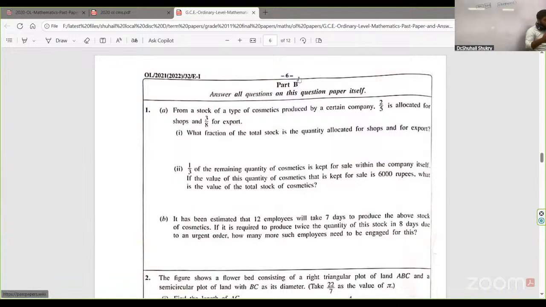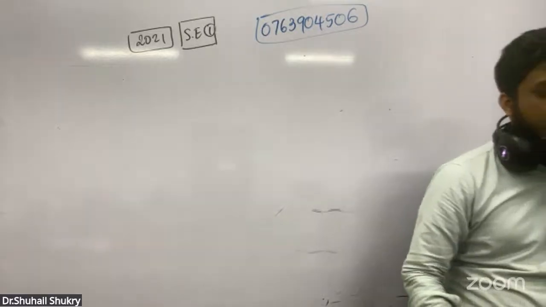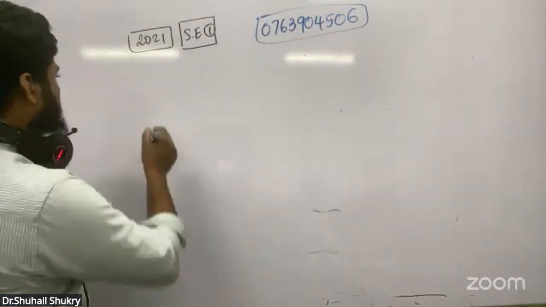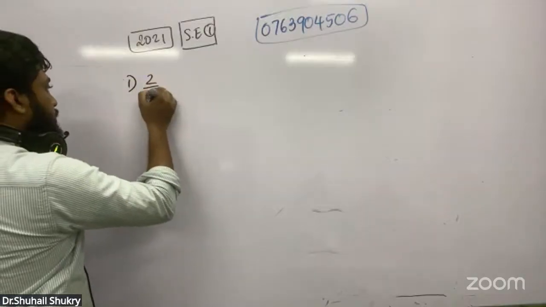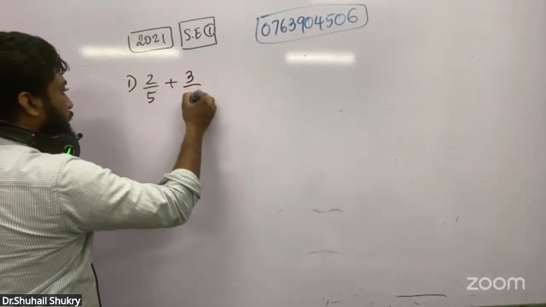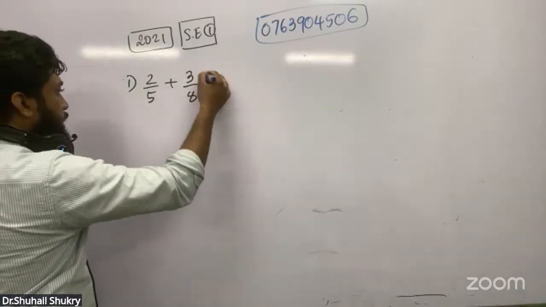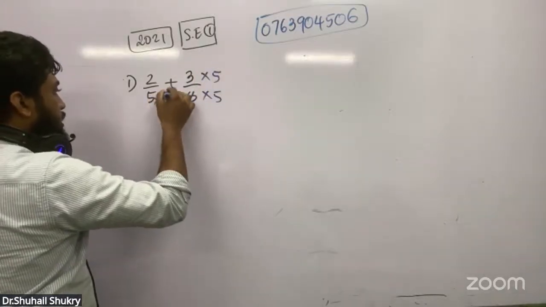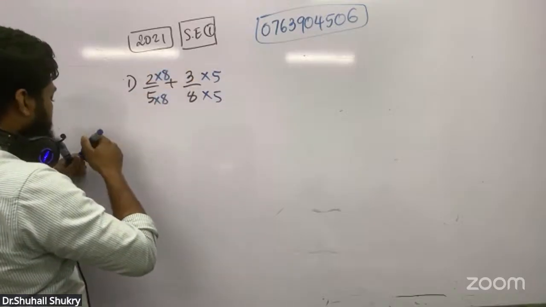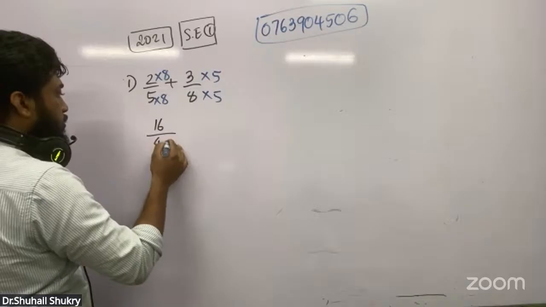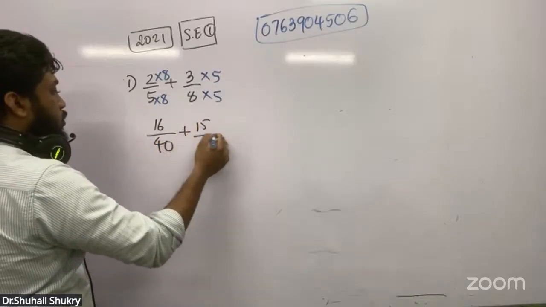2/5 and 3/8, you have to add. Excellent. So the first answer is 2/5 plus 3/8. If I want to add this, I have to get a common denominator. So multiply this side by 5, this side also by 5, this side by 8, this side also by 8. Then how much do we get? 2 into 8 is 16. 8 into 5 is 40. 16 plus 15 over 40.